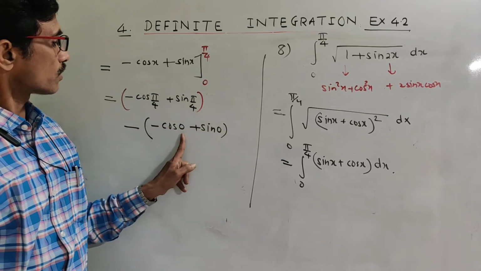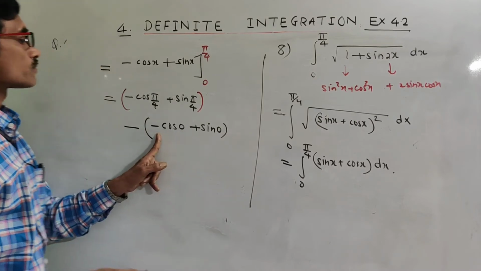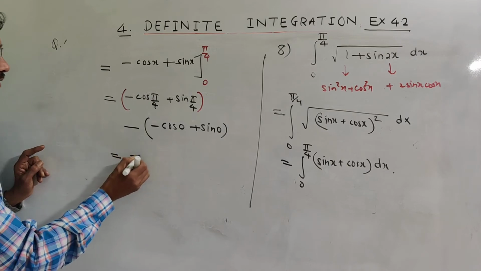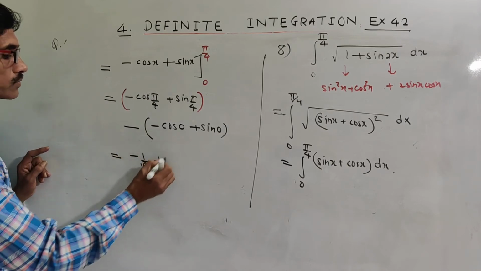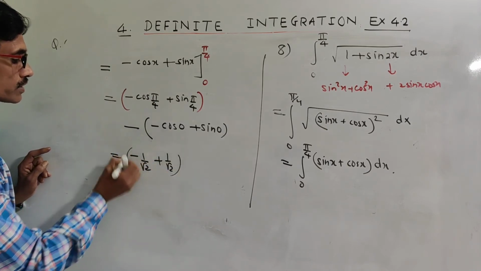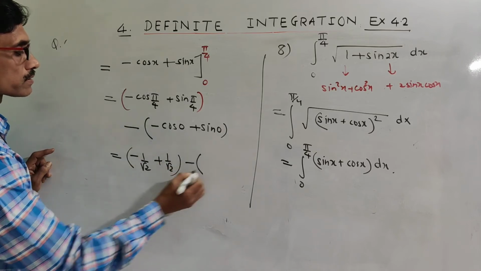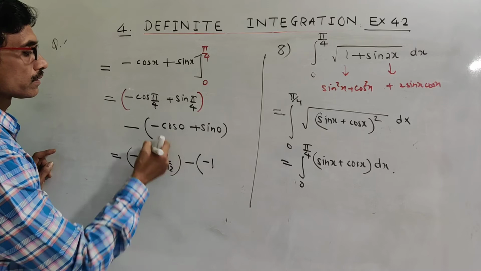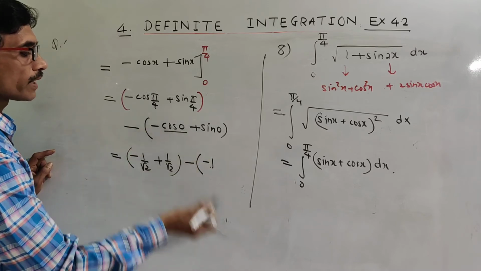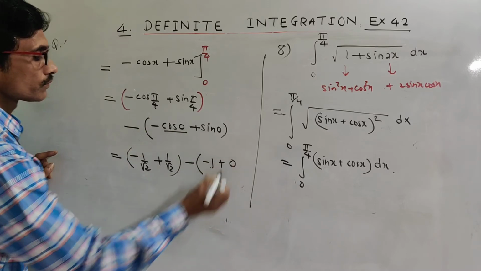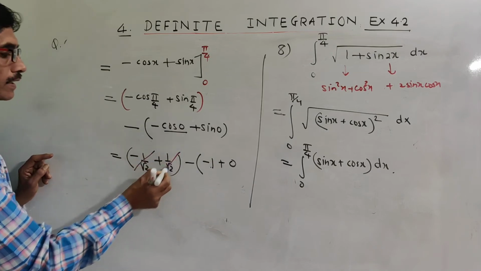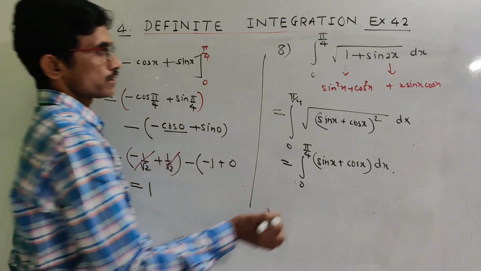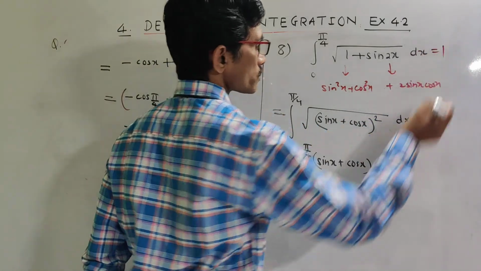Sine 0 is 0, cos 0 is 1, and this is minus 1. Minus of minus 1 will be plus 1. Here it is minus 1 by root 2 plus 1 by root 2, which cancels. The first bracket is 0, and minus of minus 1 will be plus 1. So this answer is equal to plus 1 only.